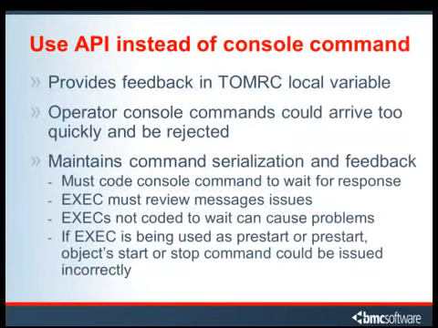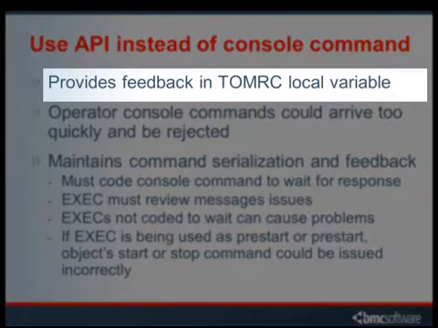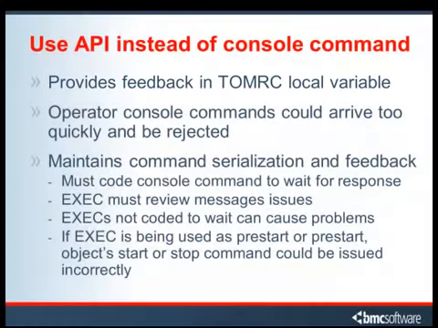API calls have several advantages over console commands. Functions requested from within an exec can return feedback. You should examine feedback from a requested service so you will know if the request executed as expected. You can find feedback from a TOM API function in the TOM RC local variable.